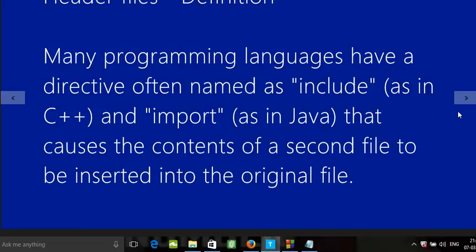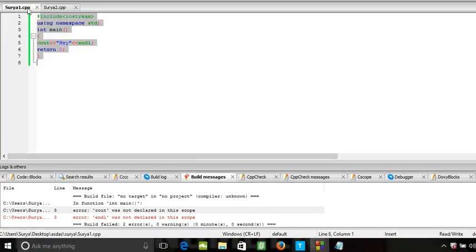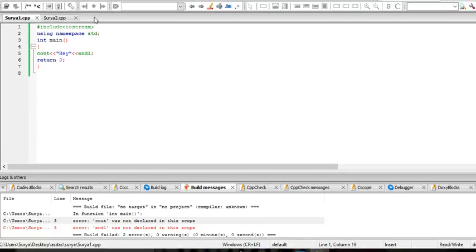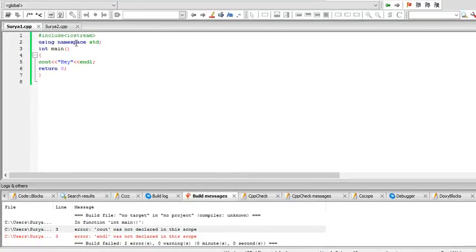Many programming languages have a directive often named include or import that causes the content of a second file to be inserted into the original file. For example, over here we say #include <iostream>. This causes the content of iostream to be copied into this code. Now this iostream defines cout and endl, which are essential for the input and output of this program. When these are absent in the second program, it naturally does not compile.